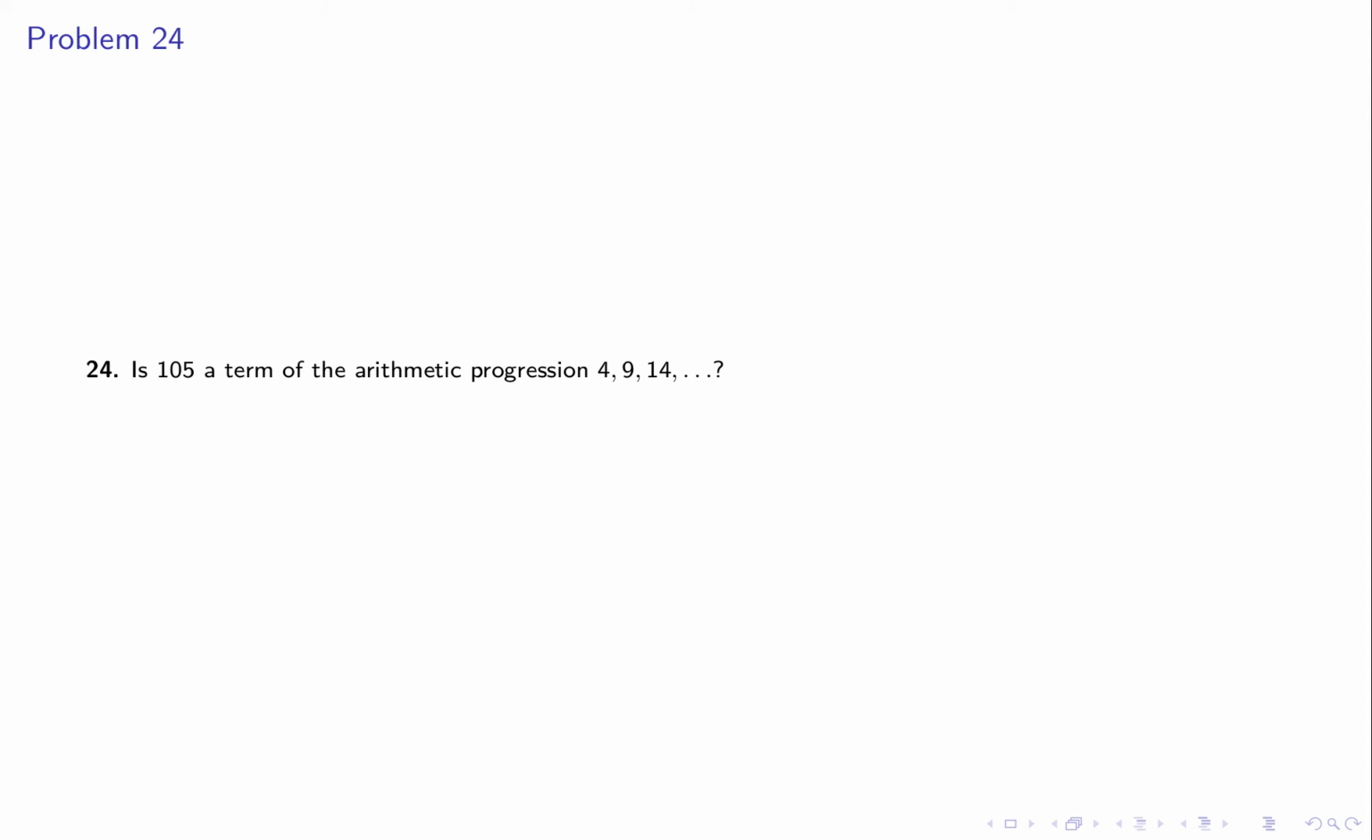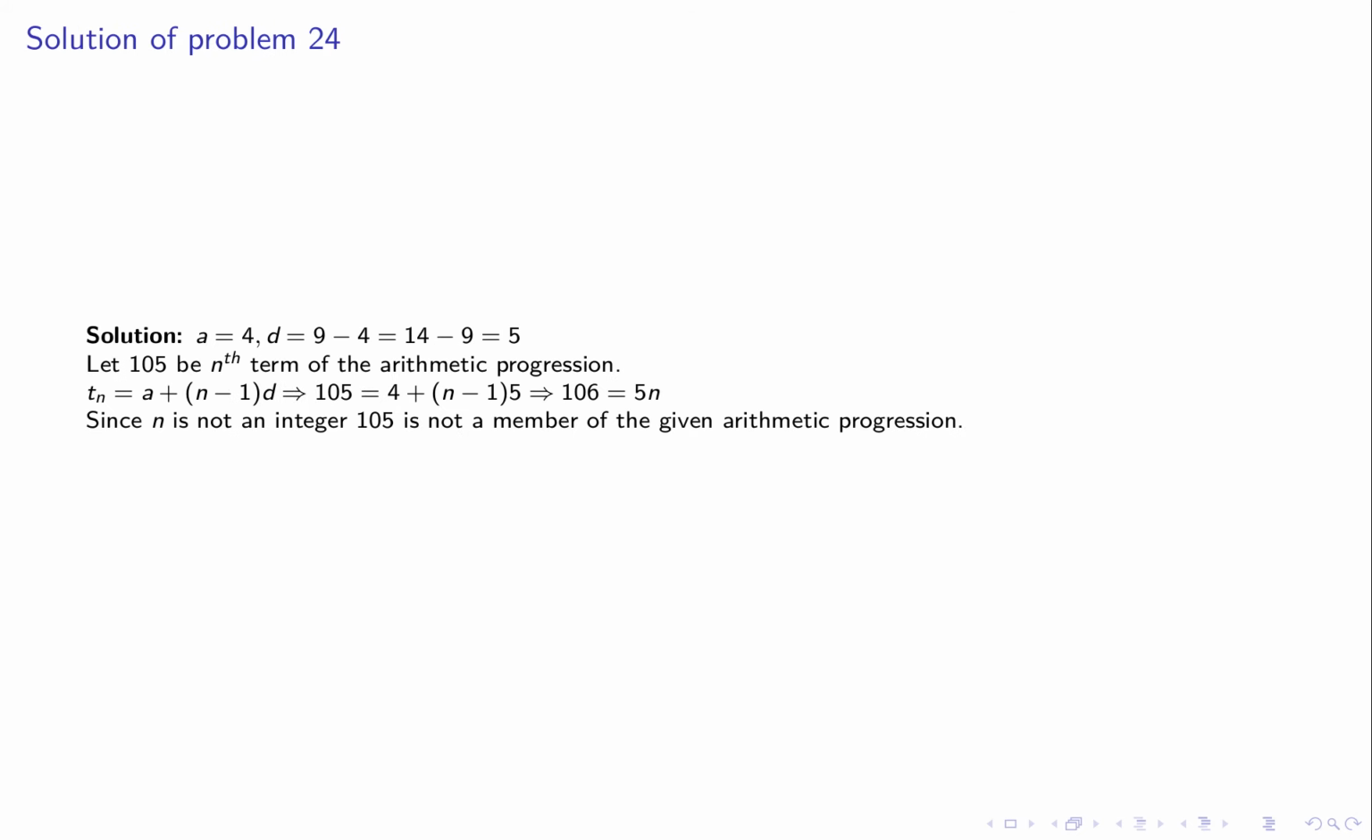Now the next question is: is 105 a term of the arithmetic progression 4, 9, 14 and so on? In this case, our first term A is 4 and D is 5, because 9 minus 4 or 14 minus 9 is 5. We assume that 105 is the nth term of the arithmetic progression and we substitute into the formula.